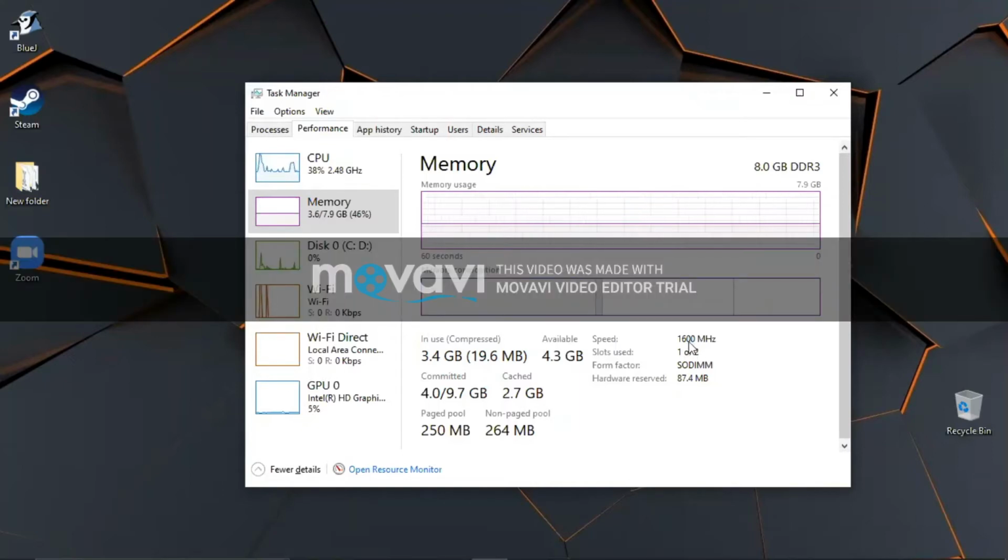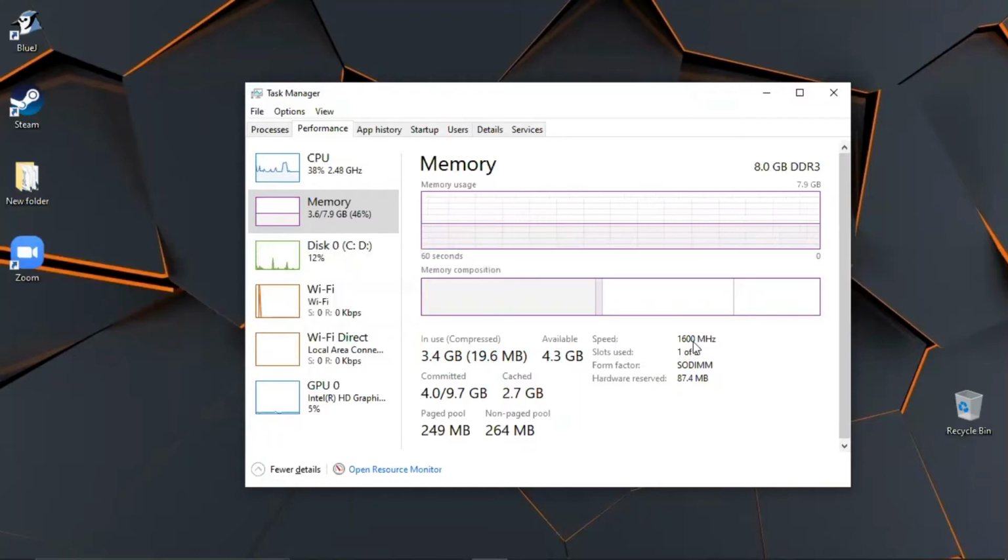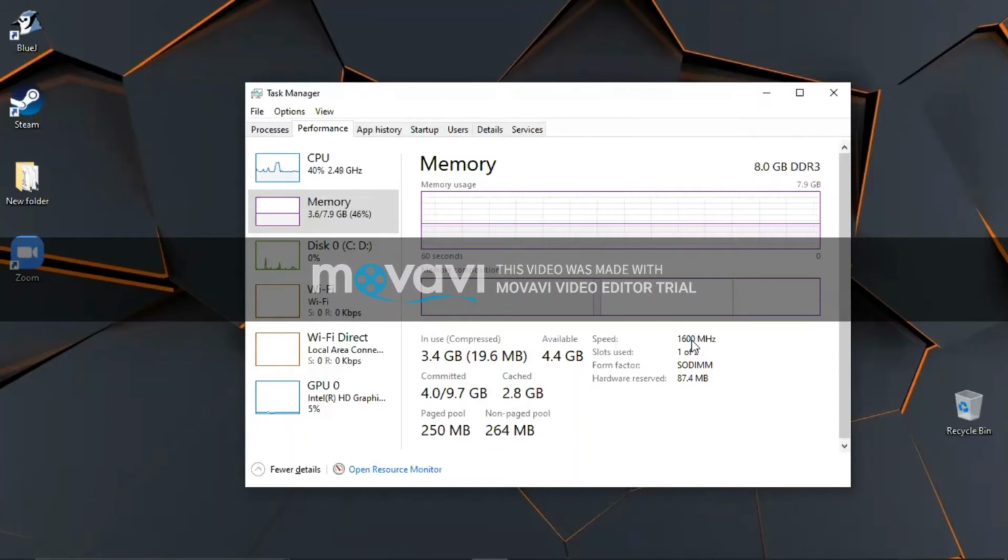Speed of 1600. I heard a lot of stuff about how you have to have like 1200 or even 700 or 800. I looked into that a little bit and it seemed like that was true. But I am in fact using a 1600 megahertz RAM card, 8 gigabytes right now, and this is what it says on here. It functions just fine.